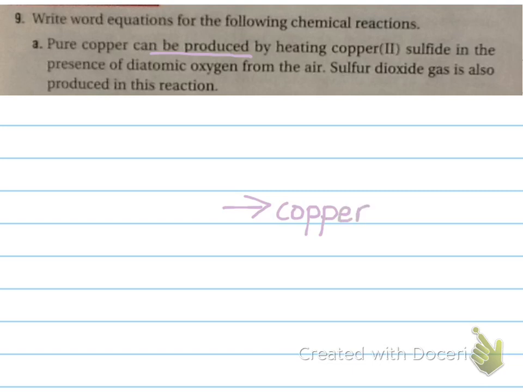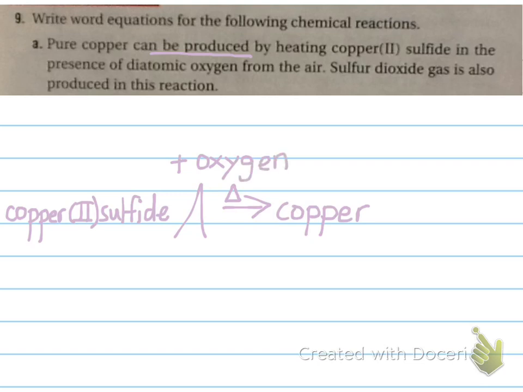By heating, so we can put that little heat symbol if we want there. Copper 2 sulfide, so that's a reactant. In the presence of diatomic oxygen, so I'm going to do a plus oxygen. Sometimes my iPad is not wide enough. Again, diatomic is extra information I don't need. From the air is extra information I don't need.